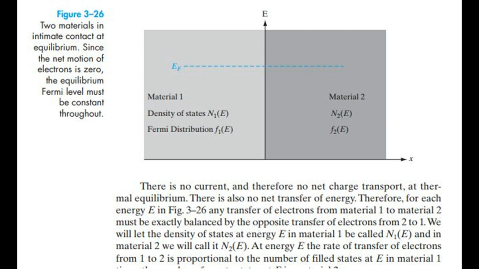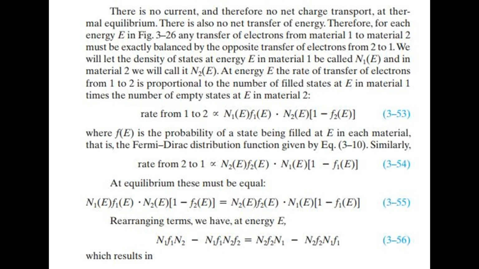At energy E the rate of transfer of electrons from 1 to 2 is proportional to the number of filled states at E in material 1 times the number of empty states at E in material 2, where F(E) is the probability of a state being filled at E in each material. That is, the Fermi-Dirac distribution function given by Eq. 3.10. Similarly, at equilibrium these must be equal.